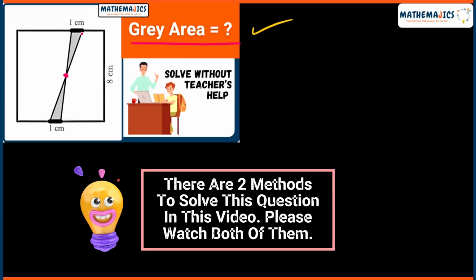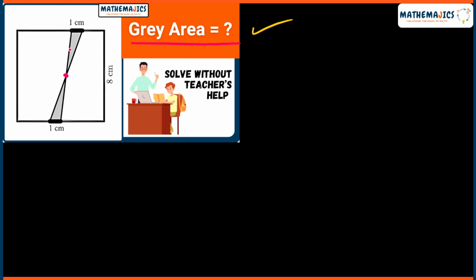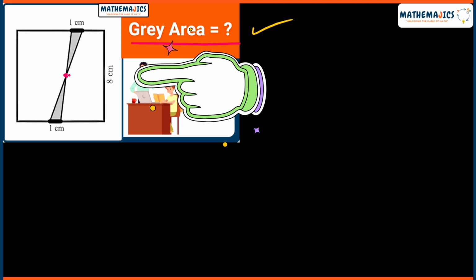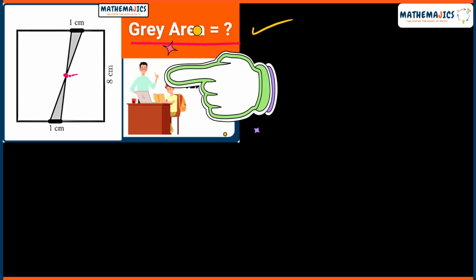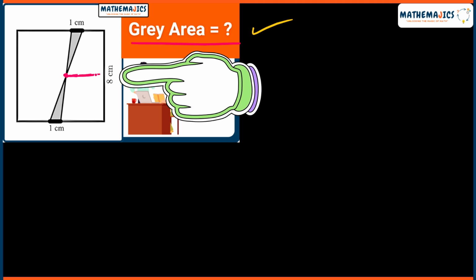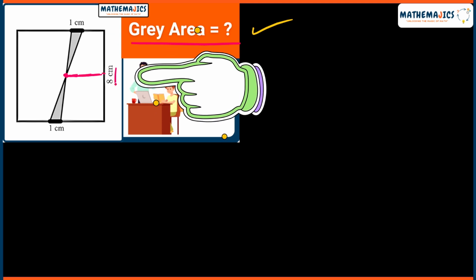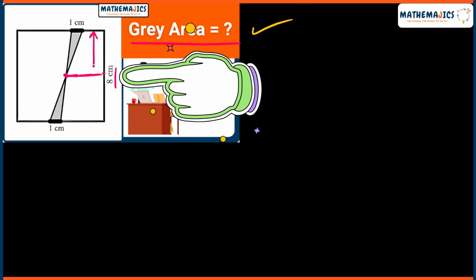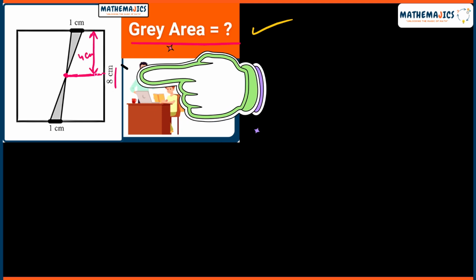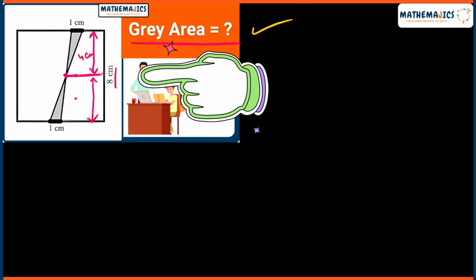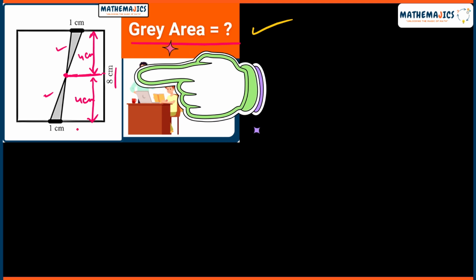If you look at this figure, you will find that these two triangles are equal to each other. Yes, these two triangles are exactly equal to each other. According to symmetry, this point should be the midpoint of this side length of the square. What is the side length of the square? The side length is 8 centimeter. That means this will be 4 centimeter, and this will also be 4 centimeter. Correct. That means the height of these two triangles is 4 centimeter each.